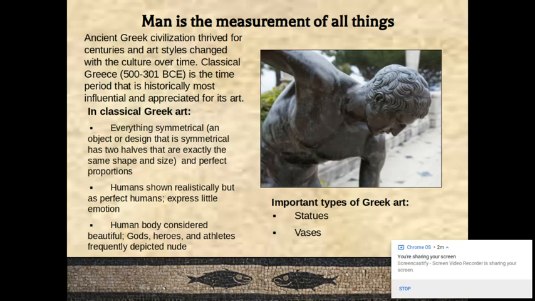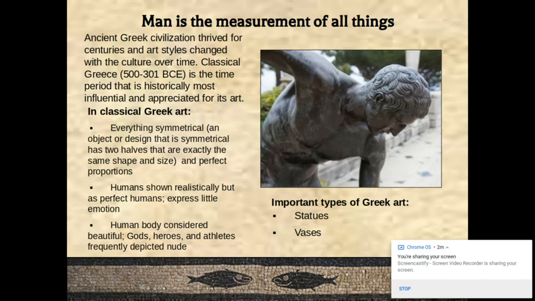So in classical Greek art, everything was symmetrical, everything matched. And also, humans were shown realistically. In other words, they looked like humans, but they were shown in a perfect form. Nobody was overweight. Nobody was underweight. Nobody was ugly. Everybody was perfect and beautiful.